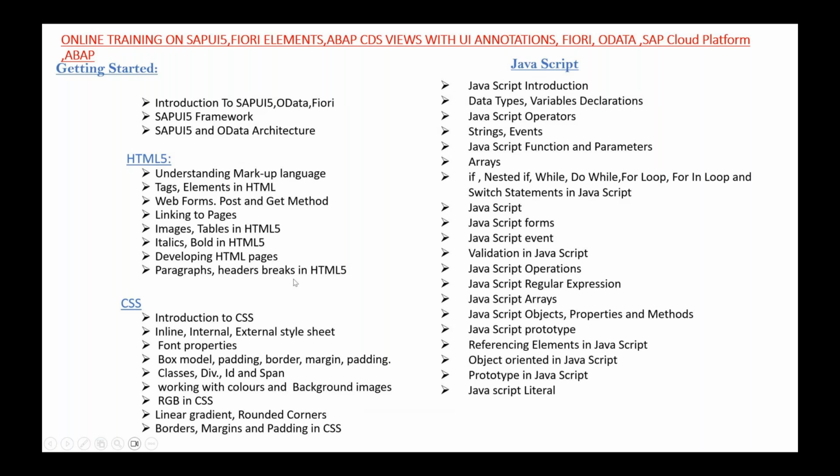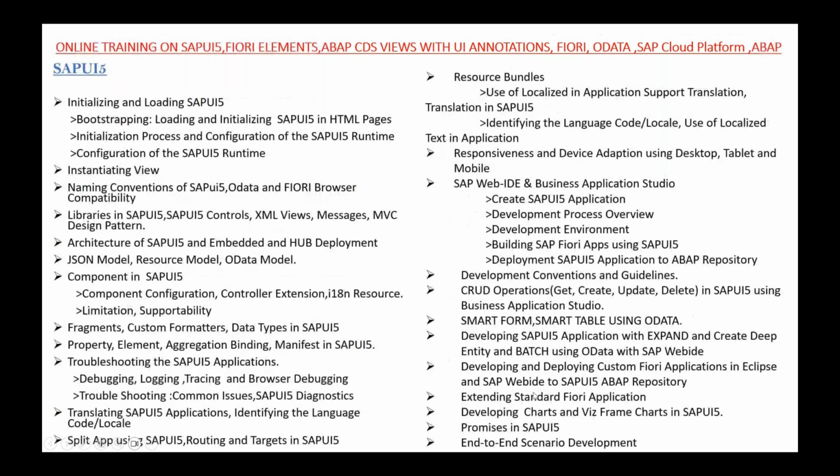Then we will move to CSS, where we'll discuss inline, internal, font, box, classes, RGB, a lot of things. Then we'll move to JavaScript: variables, operators, strings, nested ifs, scripts, JavaScript forms, events, validations, operators, regular expressions, arrays. Everything we'll discuss in JavaScript. Then I will move to SAP UI5, because the base to develop SAP UI5 is HTML5, CSS, and JavaScript. I'll cover that.